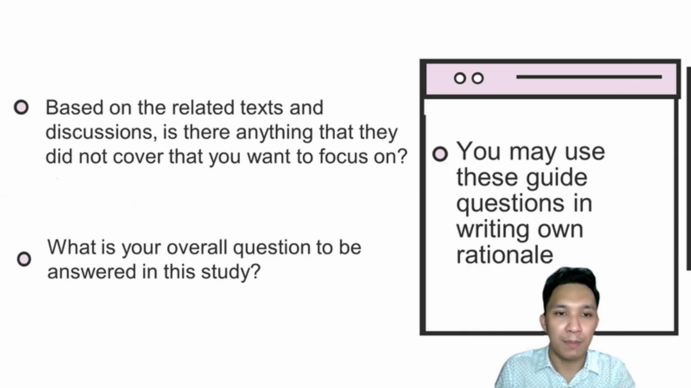And based on the related texts and discussions, is there anything that they did not cover that you want to focus on? Maybe there are issues in their paper that are not being encountered and you wanted to focus on that. That's another research gap that you'll identify in other parts of the paper that you think you can do. You can create a topic about that gap in the existing literature so that you can focus on that.